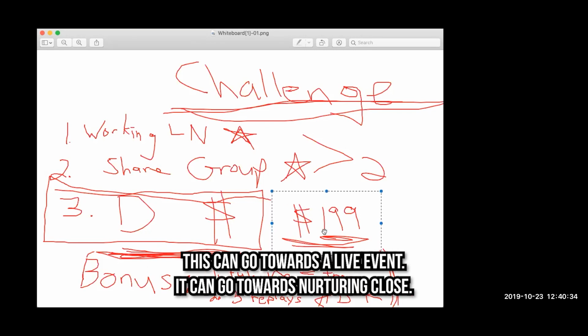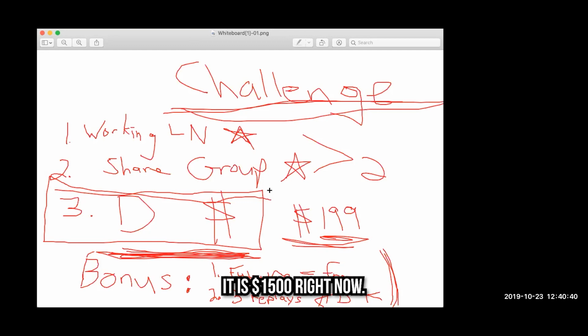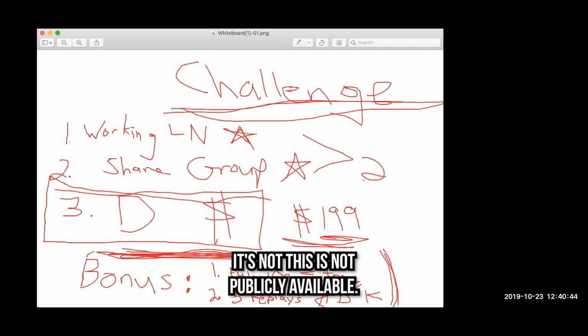It can go towards Nurture and Close. Our live events usually start at $2,000. Nurture and Close is $1,500 right now. So this is a good discount, guys. This is not publicly available. It's only through this challenge, okay?